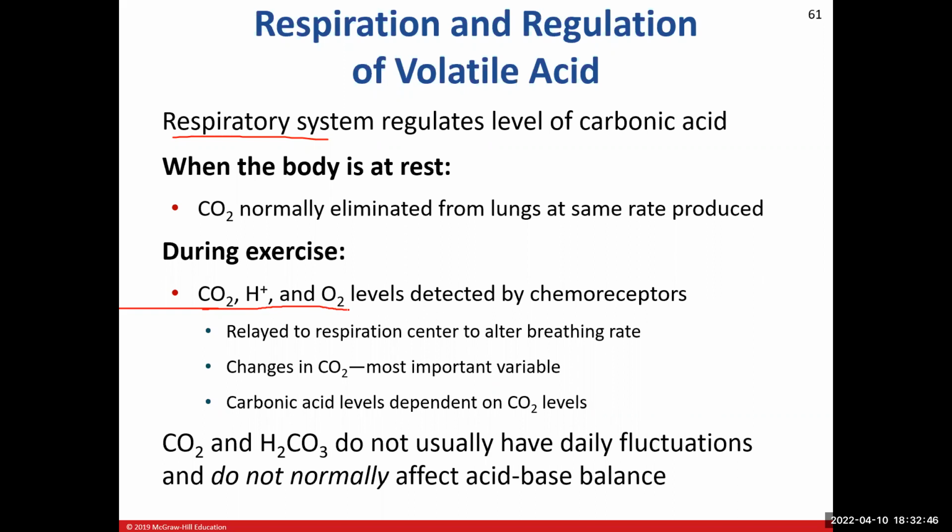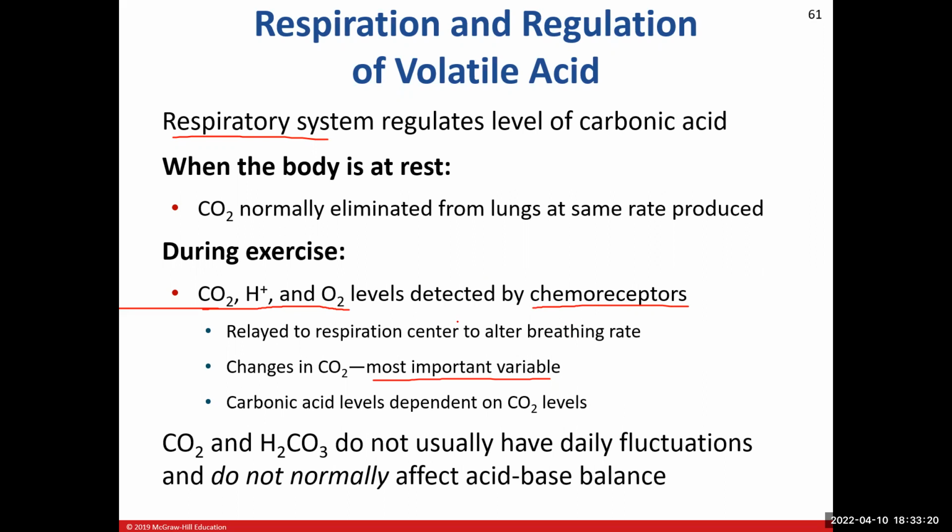Right, and that could be in the cerebral spinal fluid, but also in your blood. Carbon dioxide plays the largest role. It is the most important variable in the regulation of your respiratory rates. Then our hydrogen ion concentration, and then oxygen. So all this is going to be monitored by the chemoreceptors located, right, both in the area where the cerebral spinal fluid is located and also in your blood.